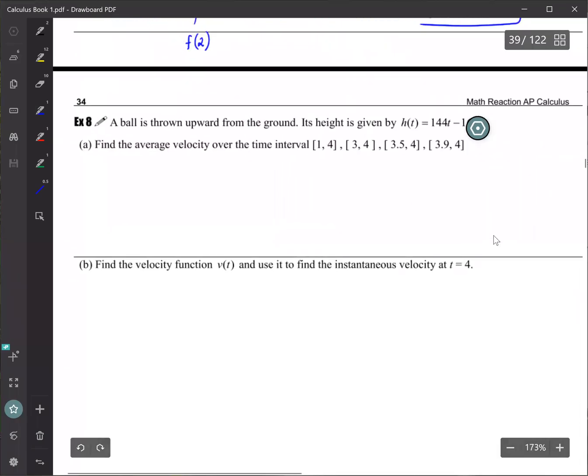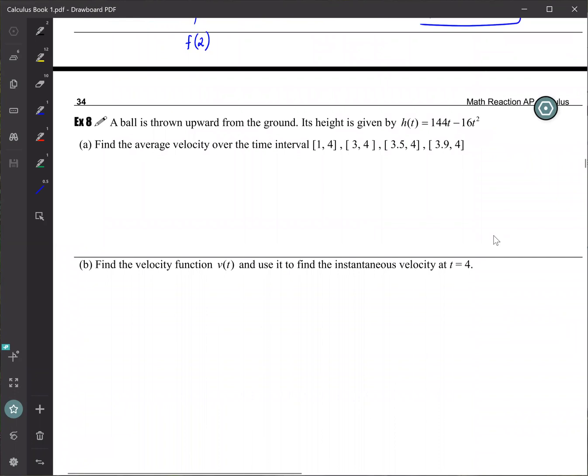Okay, so question 8. Try to compare with question 7. Here we have a ball is thrown upward from the ground. Its height is given by h of t. Find the average velocity over each of the time intervals.